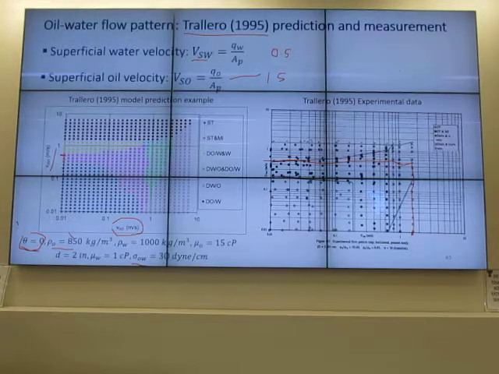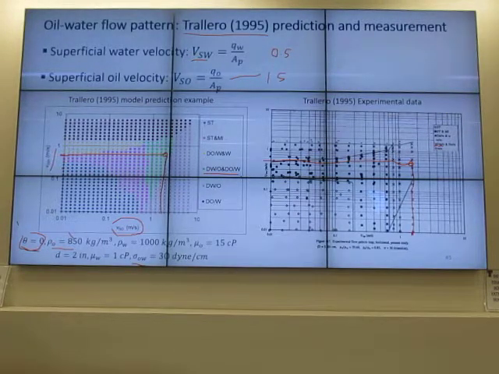I get X. The X symbol here is dispersion of water in oil and oil in water, because it's over here. If I do it over here, it's about the green thing over here. Yeah, dual dispersion. Alright? That's how I read the graph.